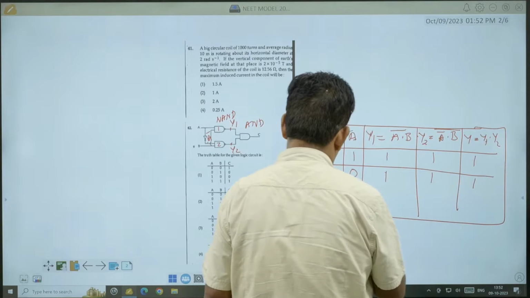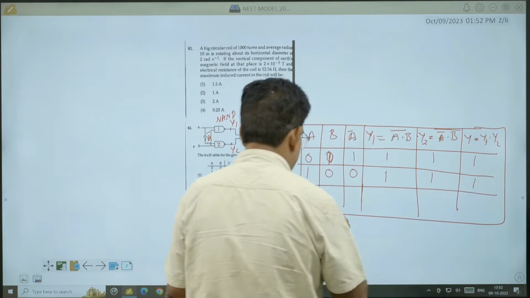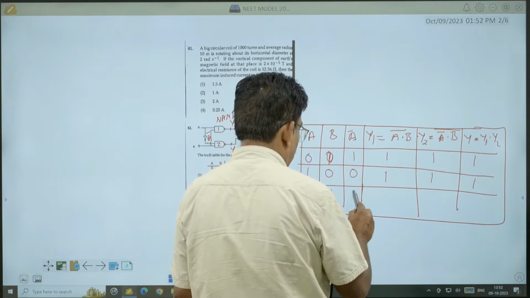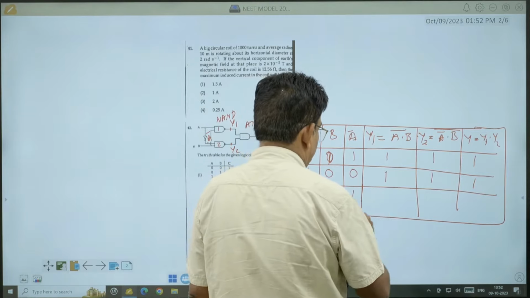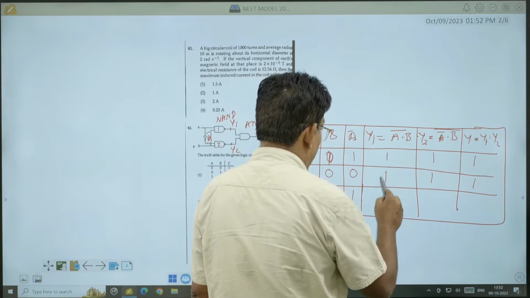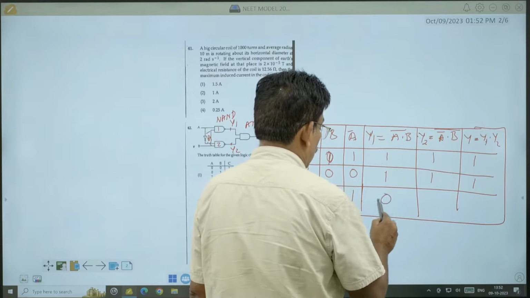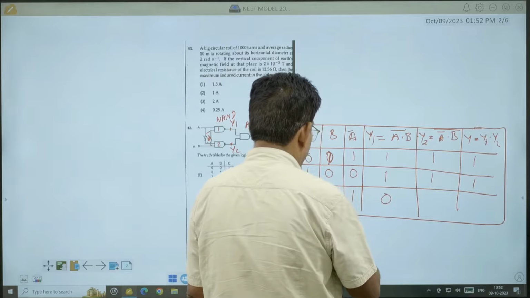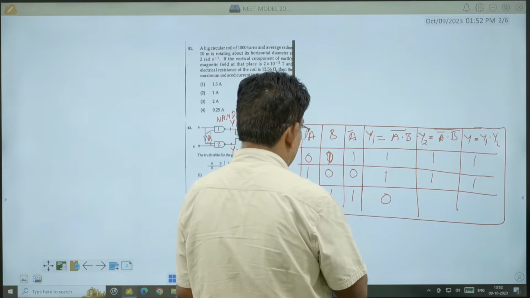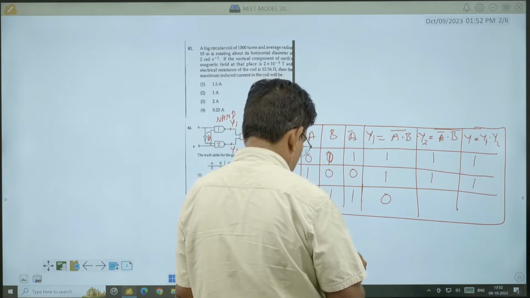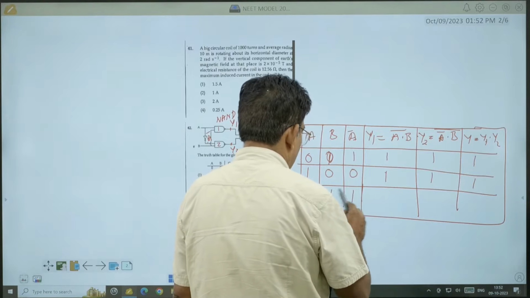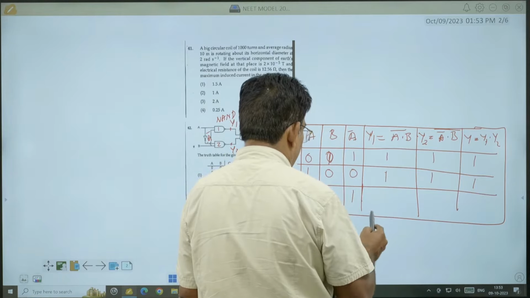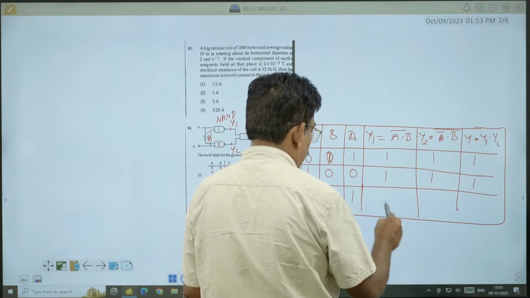Next, A is 0, B is 1, A bar is 1, A and B will be 1, but its bar will be 0. Sorry, A is 0, B is 1. So A is 0, B is 1, A and B will be 0, bar will be 1. Correct. That is 1.